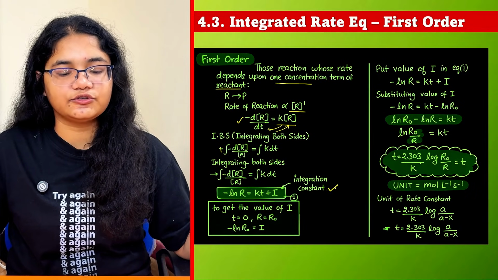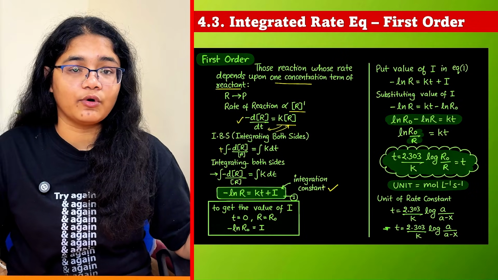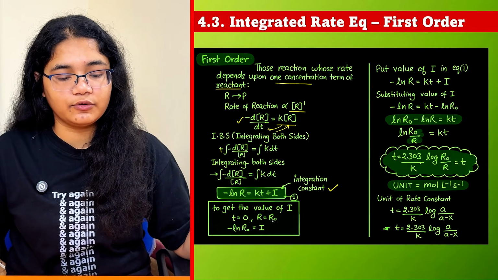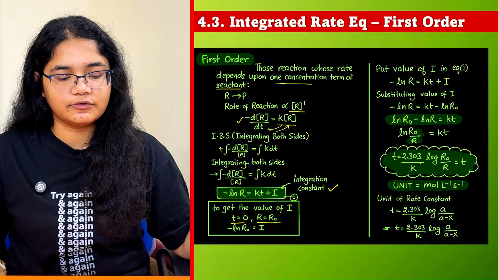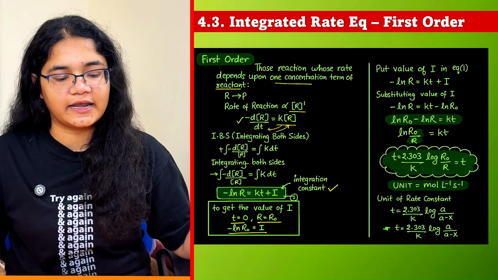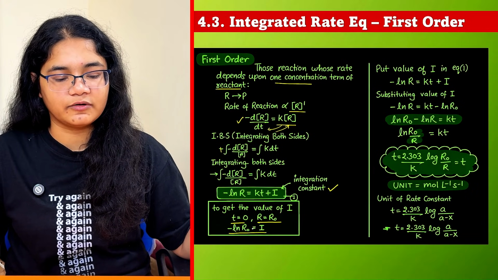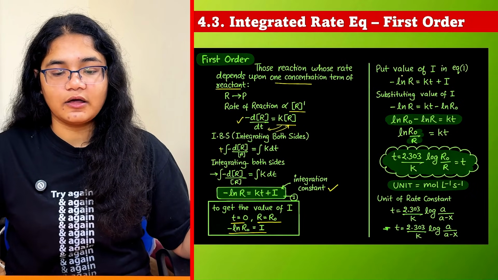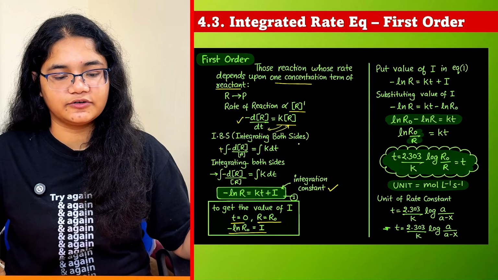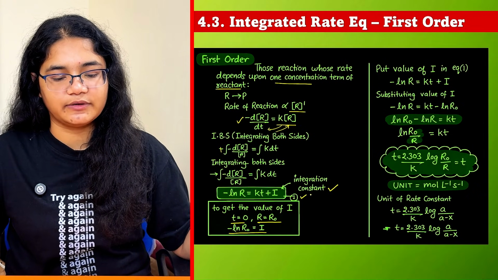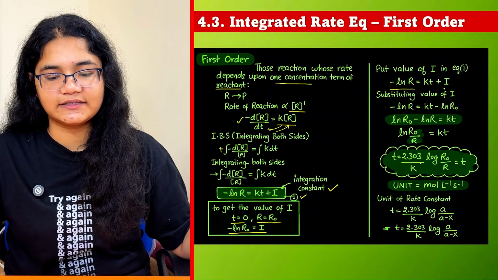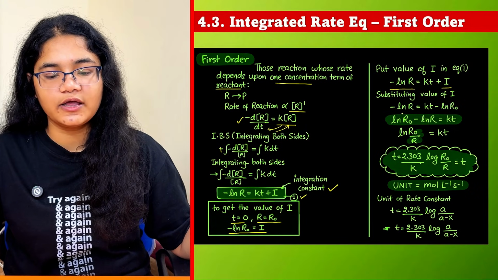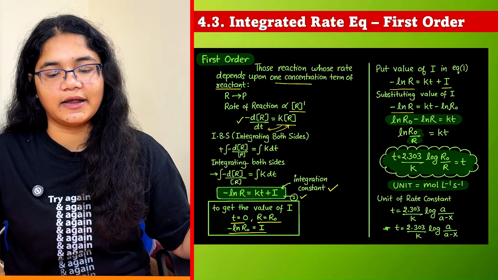Now this I is what? It is your integration constant and you have to find the value of I here. So to find the value of I, what we'll do? We'll assume t equal to 0 and R is equal to R0 at that time. So if I substitute t equal to 0, then I will get I is equal to minus ln R0. Here R will be substituted with R0, t is 0, so I equals minus ln R0. Now if I substitute this value in the equation, where is my equation 1? This is my equation 1, right? So I'll get minus ln R is equal to kt plus I. So I will substitute ln R0. So minus ln R is equal to kt minus ln R0.